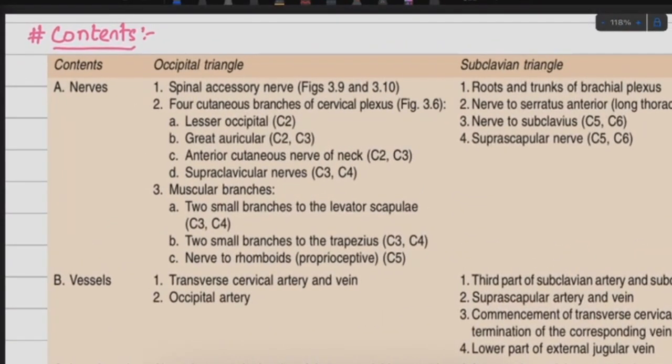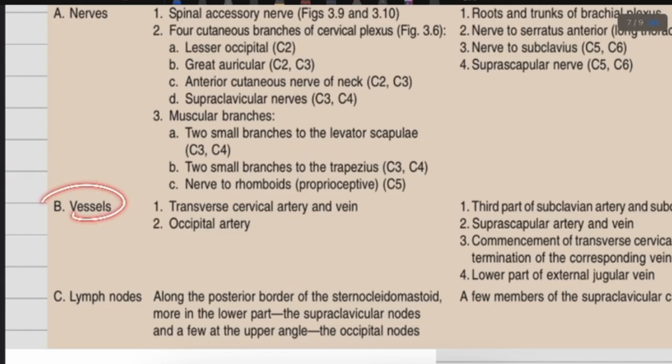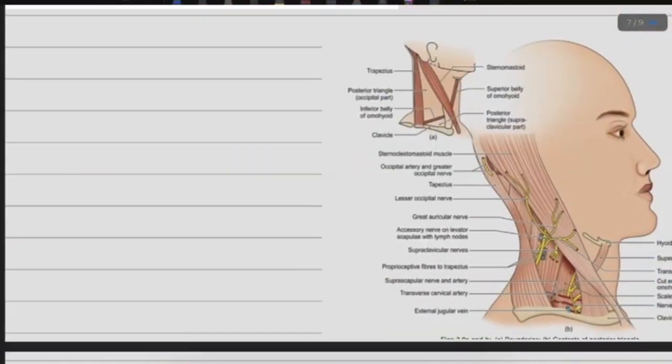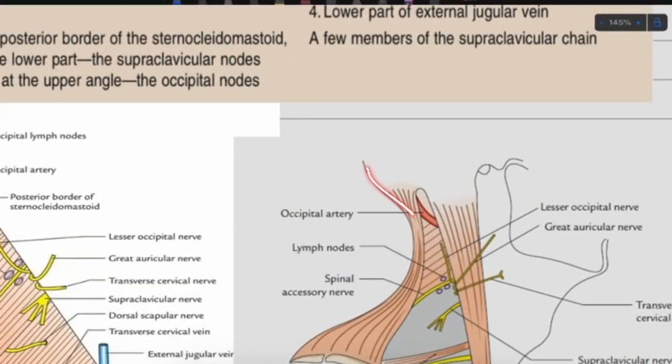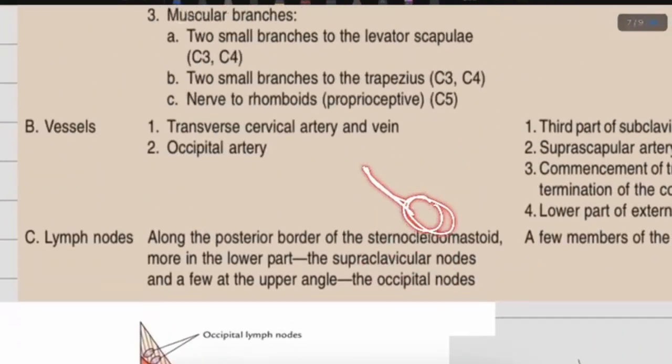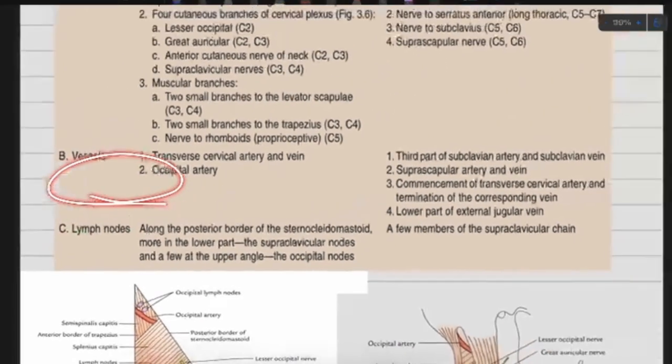You can appreciate here what are the nerves present in the occipital triangle: the spinal accessory nerve and the four cutaneous branches of cervical plexus. We'll talk about the spinal accessory nerve again in the next topic, but remember these four cutaneous nerves: lesser occipital, greater auricular, anterior cutaneous or transverse cutaneous, and the supraclavicular. And you can write the vessels: the occipital artery, as we have the occiput here, and we have some lymph nodes also.